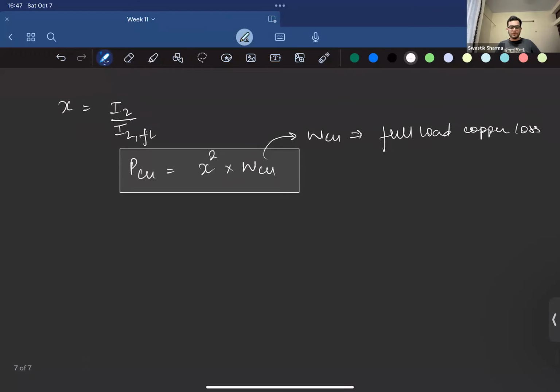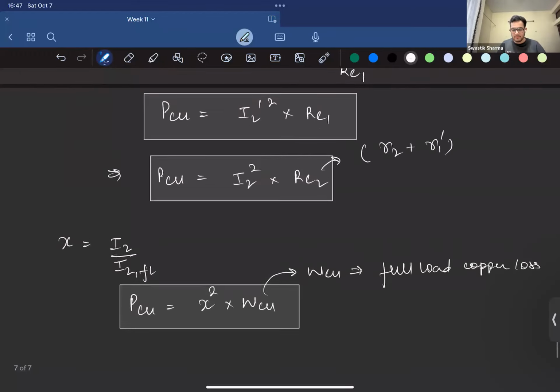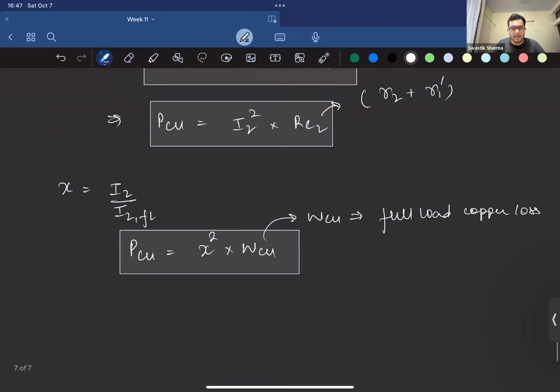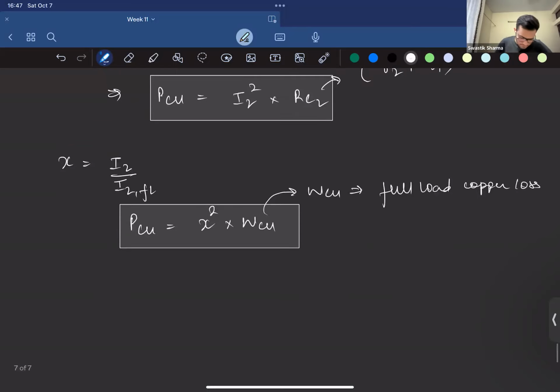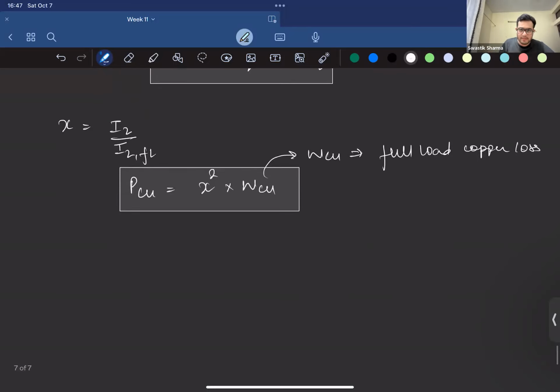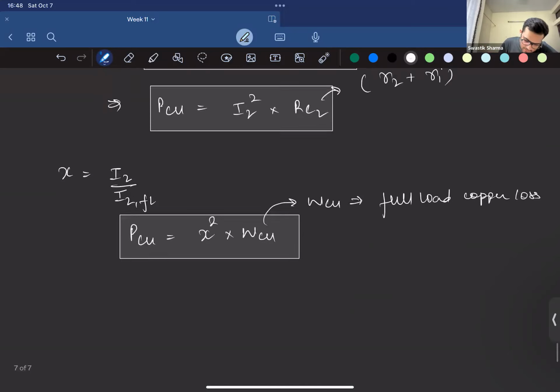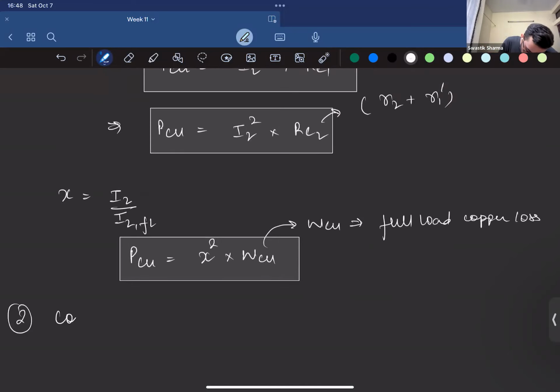Let's say you are given that currently the transformer is supplying 90% of its full load value, right? And the copper losses at the full load are given. So you can easily calculate it would be 0.9 square times the full load copper loss. And similarly, let's talk about how efficiency would be. Moreover, there's one more kind of loss called core loss or iron loss.